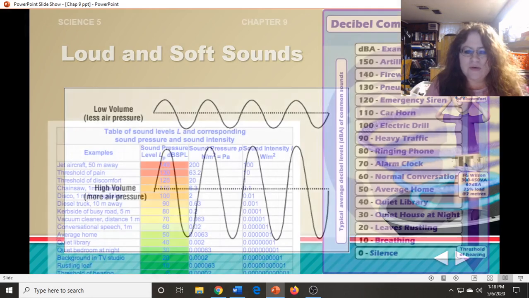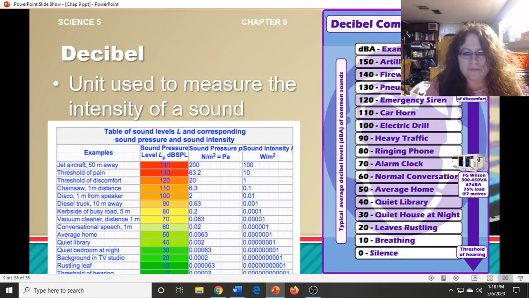I'm going to show you two other decibel charts as well, just to give you a little bit of an idea. So the threshold of hearing is 0 decibels, and that refers to complete silence. And 10 decibels is when you're breathing. If you're laying in bed at night, it's really, really quiet. You might be able to hear yourself breathing. That's 10 decibels. Leaves rustling, around 10 to 20 decibels.